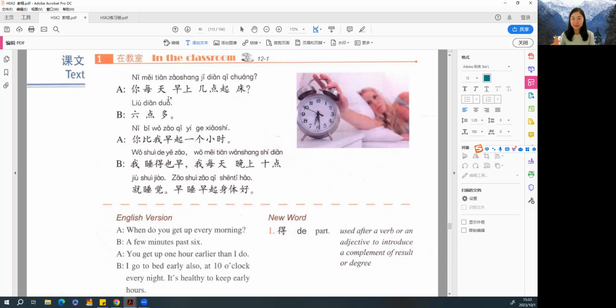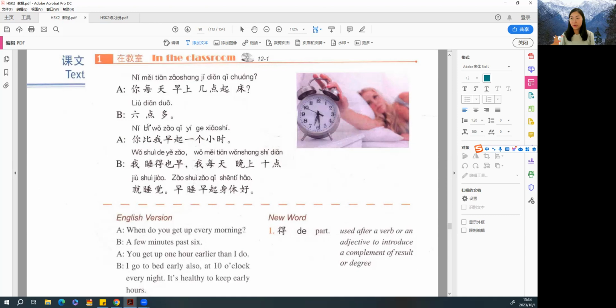你每天早上几点起床？6点多。It has been a while for us to look at the 多 when it's following a number. We've learned that probably in lesson 5 or 6 that if there's a 多 following a time period, which means this time period is the limitation, and this whole sentence means 6 o'clock. So more than 6 o'clock, less than 7 o'clock.